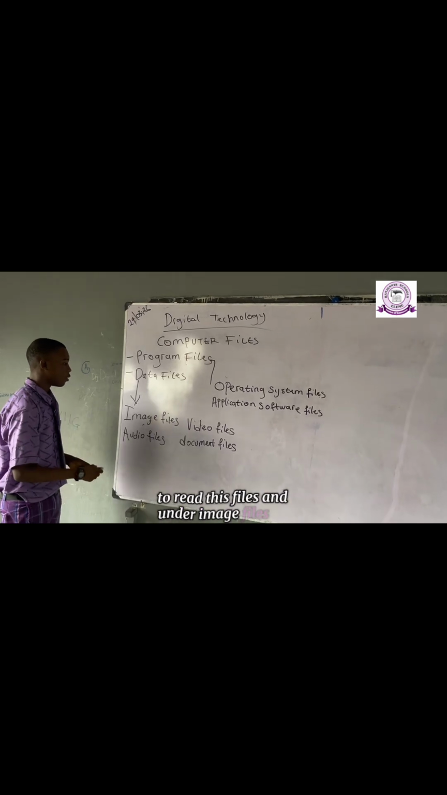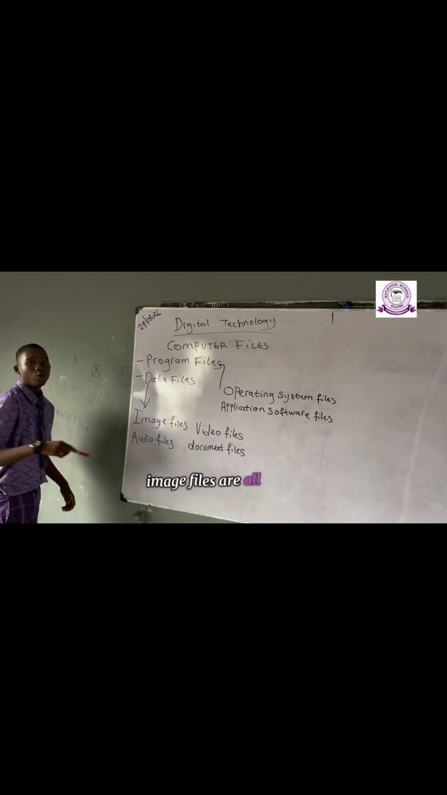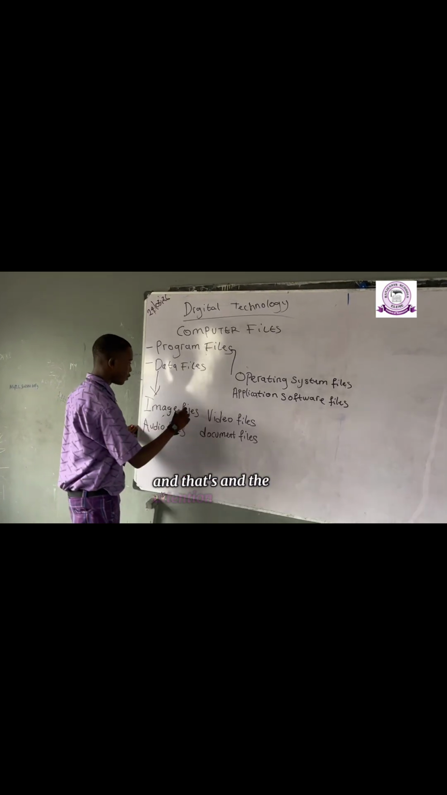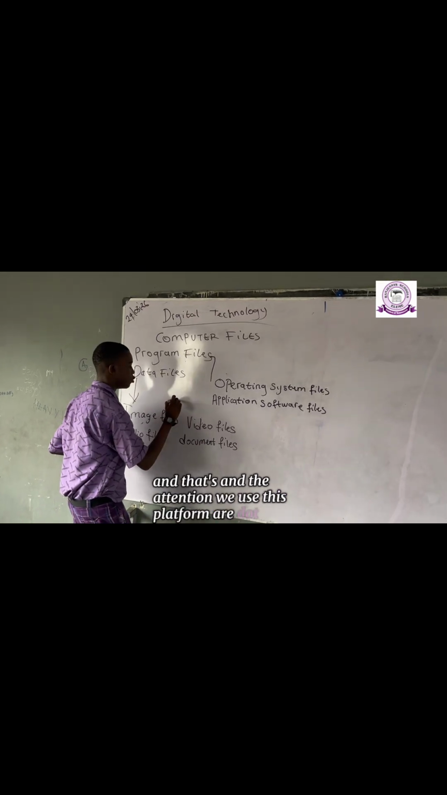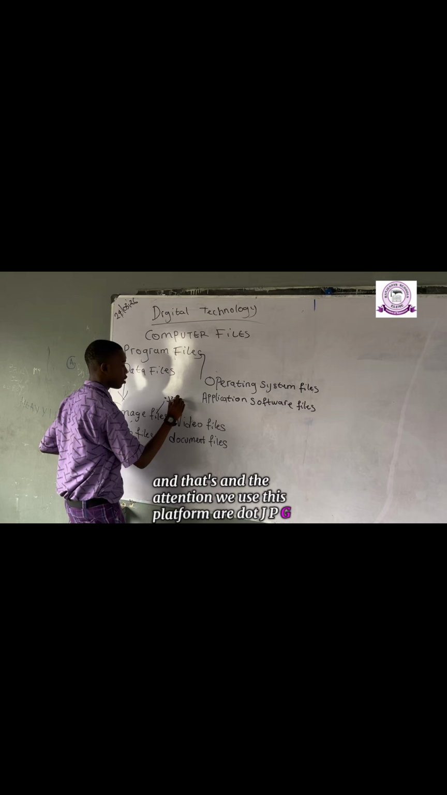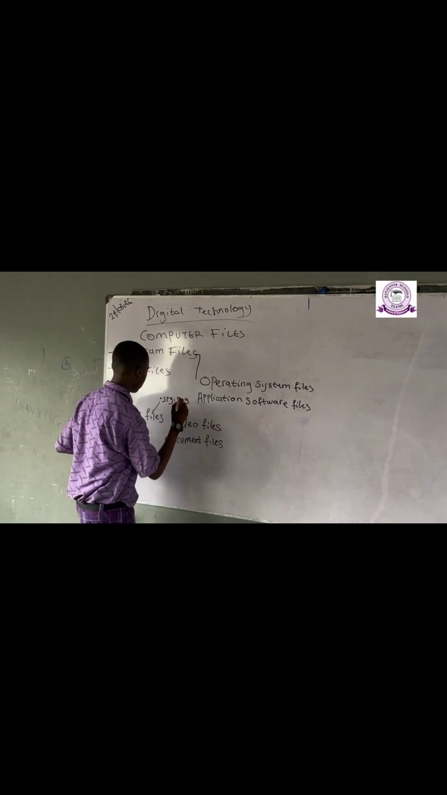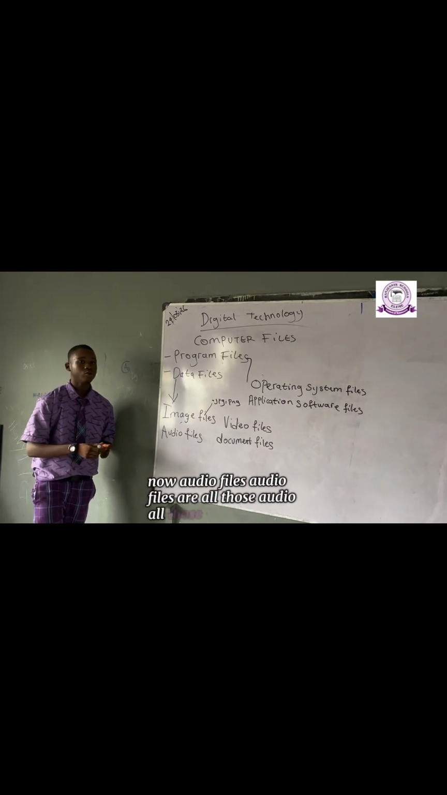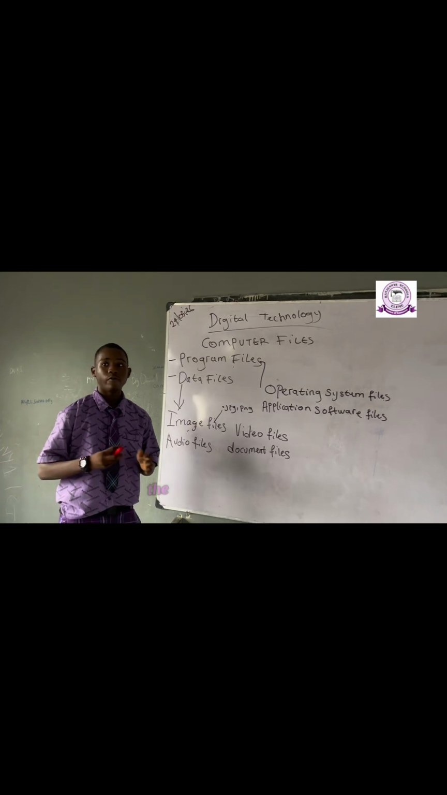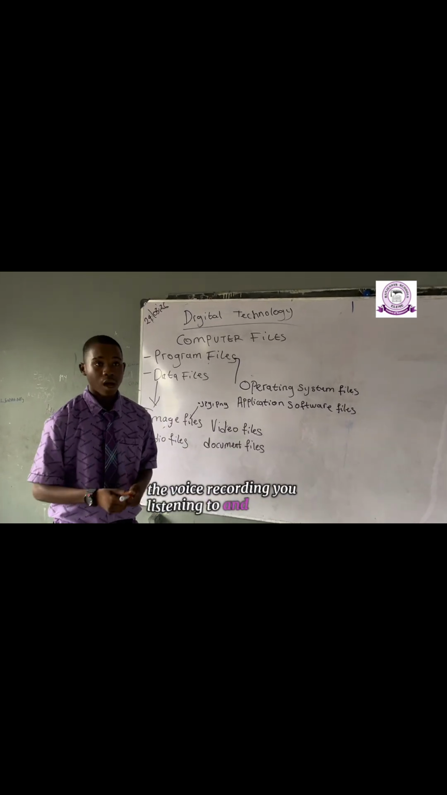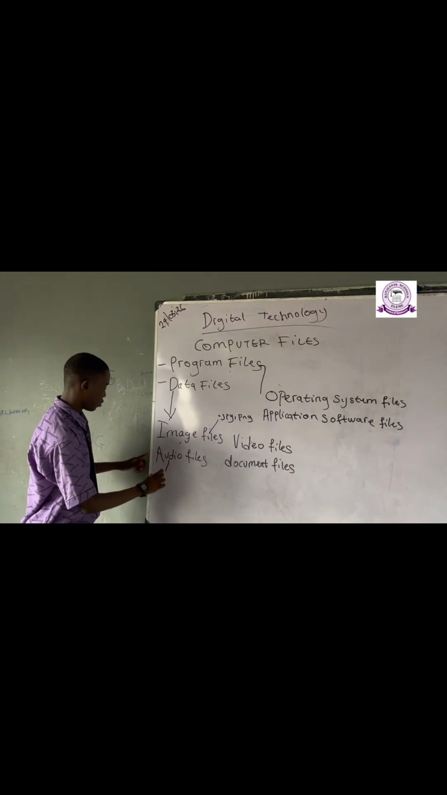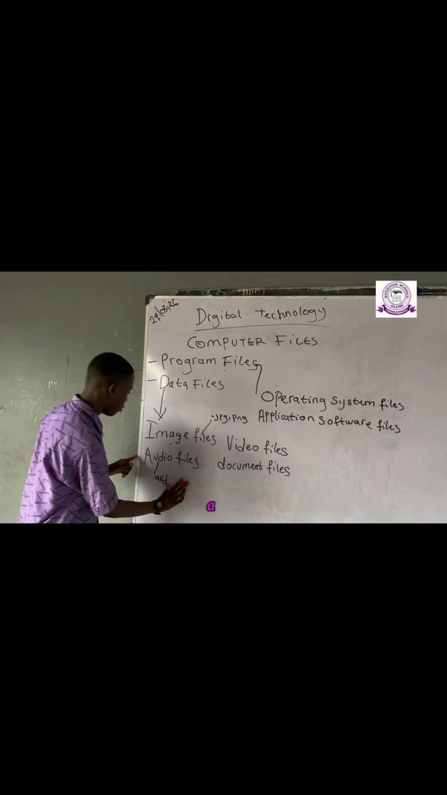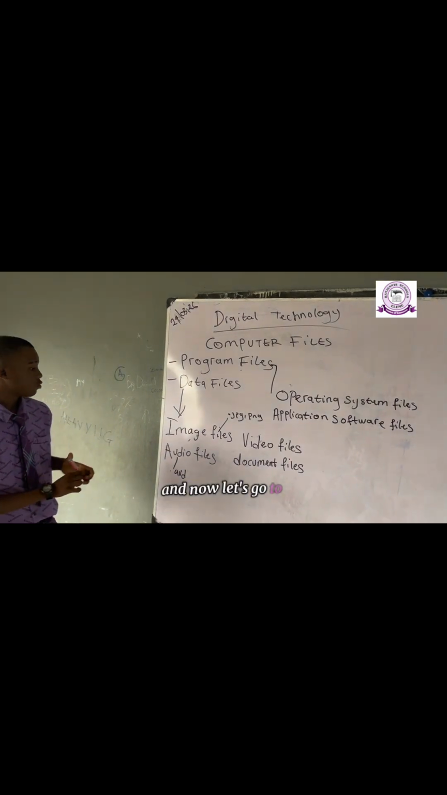Under image files are all those pictures and images we view on our computer, and the extensions used are .jpg and .png. Now audio files. Audio files are all the music and voice recordings we listen to, and the extension for them is .aud.